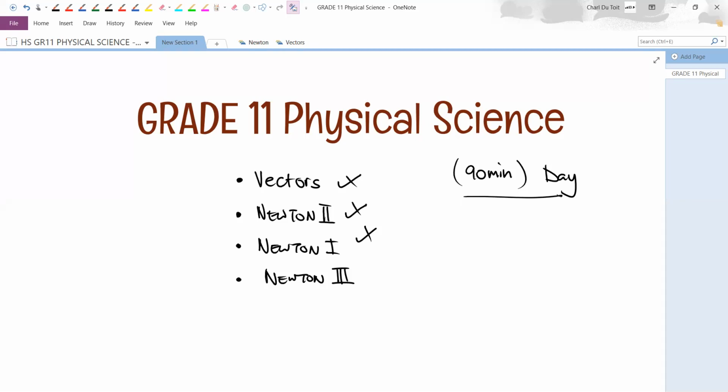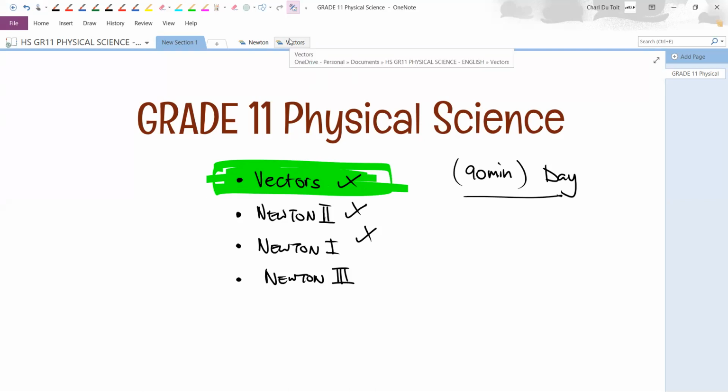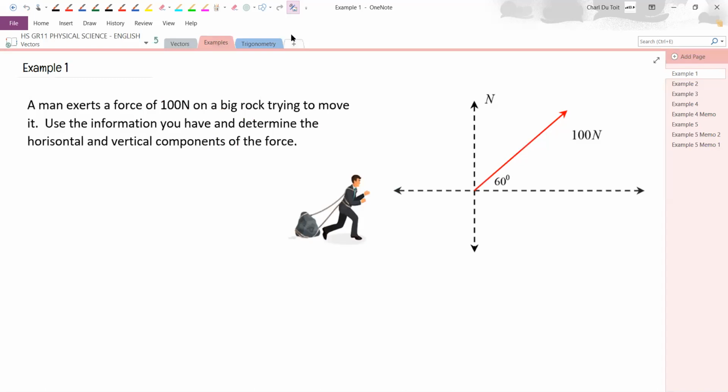Okay. Cool. Let's start. We are going to restart then with vectors, as if we started the year fresh. So we're starting with scalars and vectors. We are behind, but we're going to try and catch up. Cool. First example.